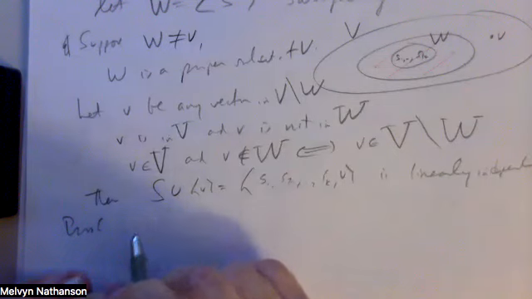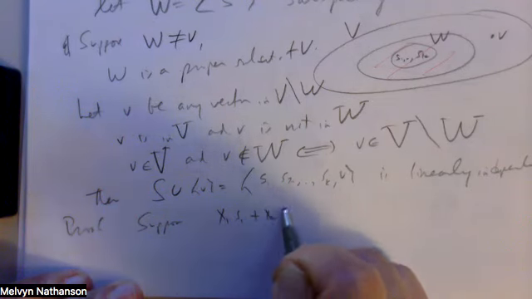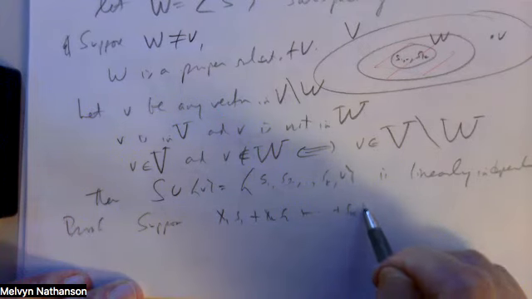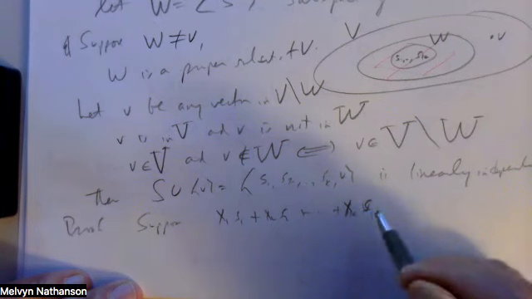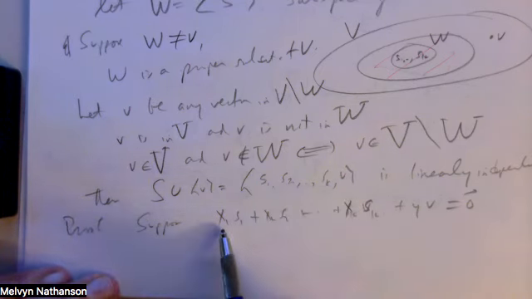Then I claim the set S union v, which is s1, s2 up to sk and v, is a bigger linearly independent set. And the proof goes as follows. Suppose you have some linear combination, x1 s1 plus x2 s2 plus up to xk sk plus y v is the zero vector. I want to show that this set of k plus 1 elements is linearly independent, which means I have to show that all the x's and y are zero.